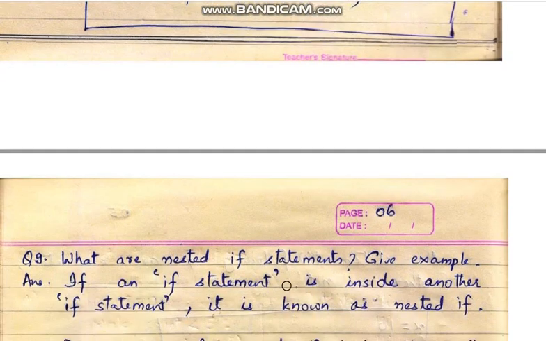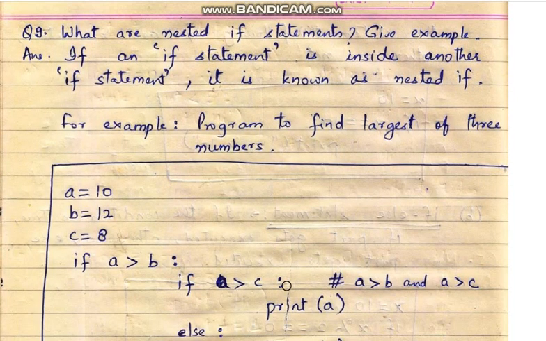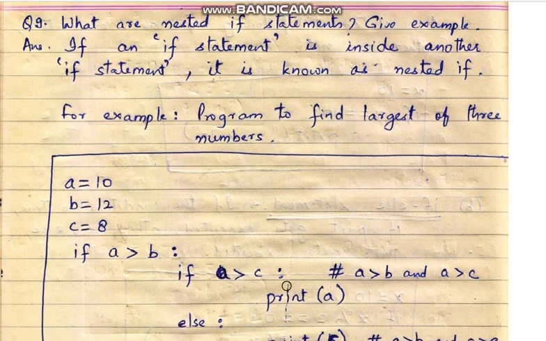Moving towards the next question. So we have, what are nested if statements? Give example. What are nested if statements? When we are talking about nested, nested means one inside the other. So when we are talking about nested if, it means one if is inside another if. So the answer is the same as well. If an if statement is inside another if statement, it is known as nested if.